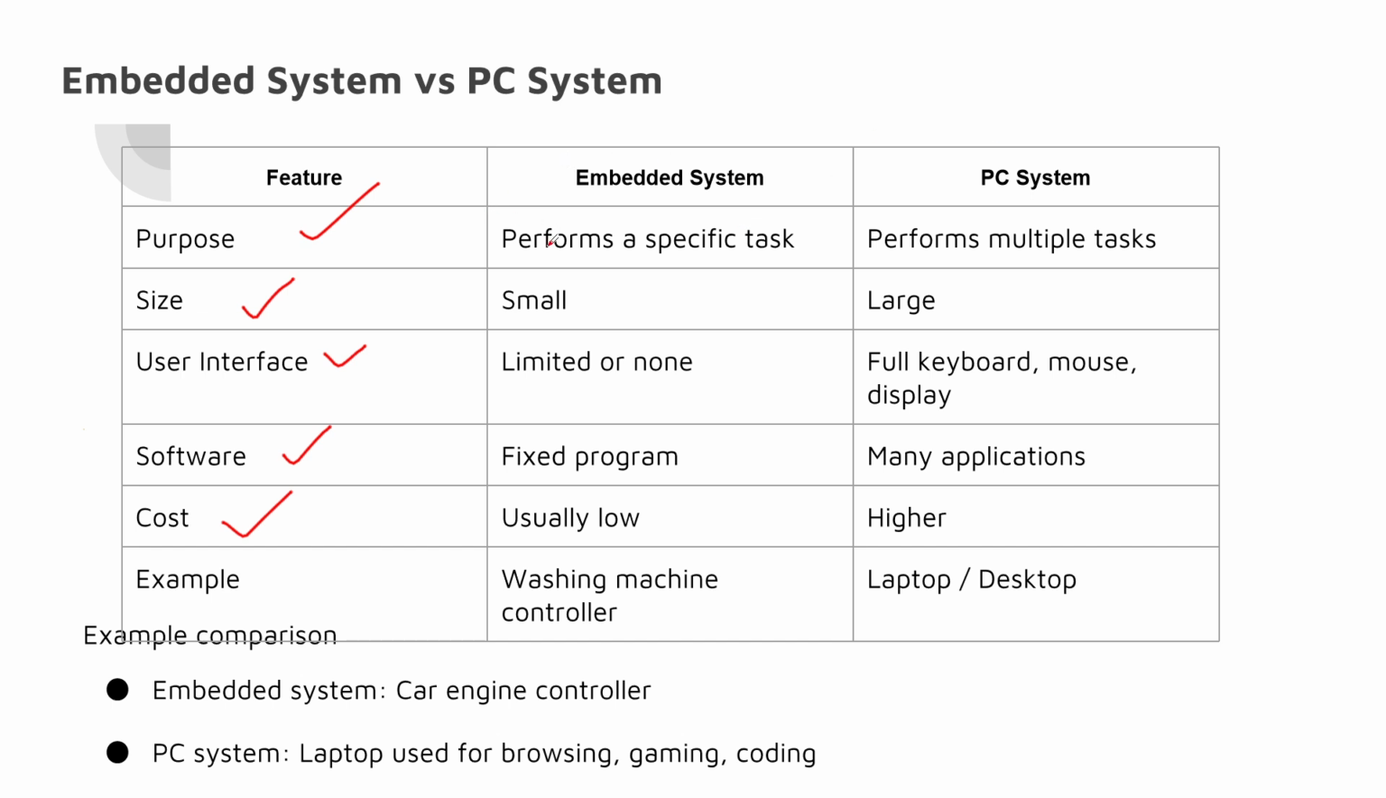So purpose is, first we can see embedded system is specifically designed for a specific task only. It won't do multiple tasks. If you go for PC system, it is used to do multiple tasks. Simultaneously, I can do all the tasks. Multiple tasks it can handle. We can go with the next feature, which is size. Embedded system is small when compared to PC system.